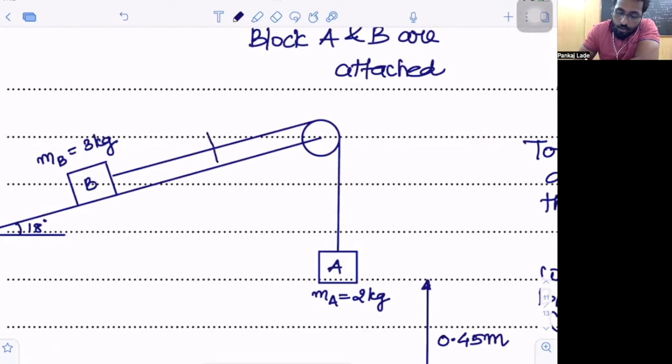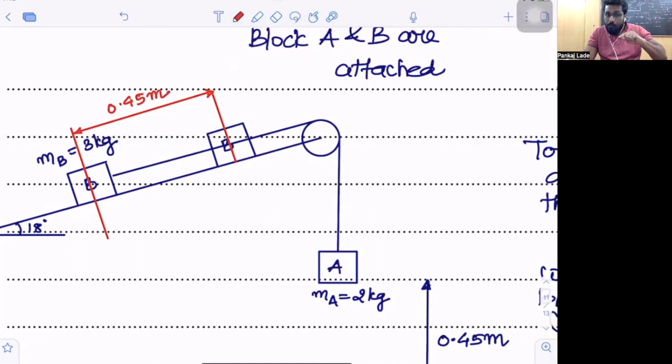So I'll just draw block B here one more time. That's B, and the distance traveled from here to here, or I'll draw the entire one. This distance is 0.45 meters. But is it the vertical displacement of B? The answer is no, students. You might be recalling one question that we have solved in this session. This is not the vertical displacement. This is the displacement along the plane. I need to get the vertical displacement.